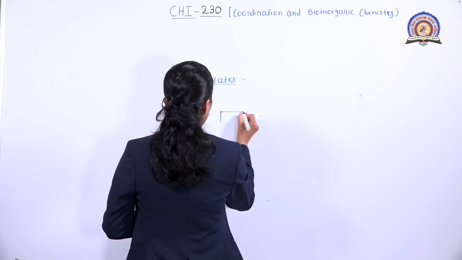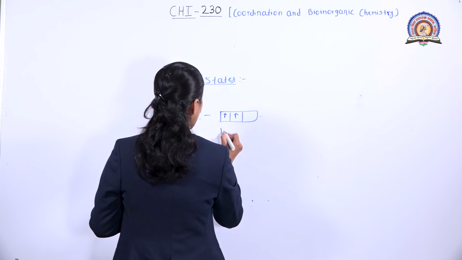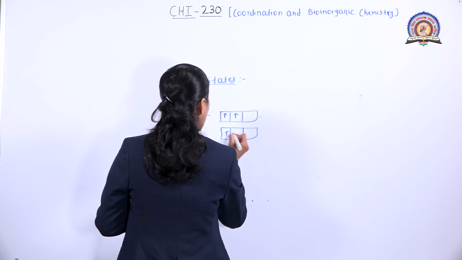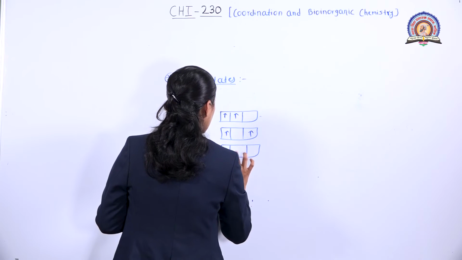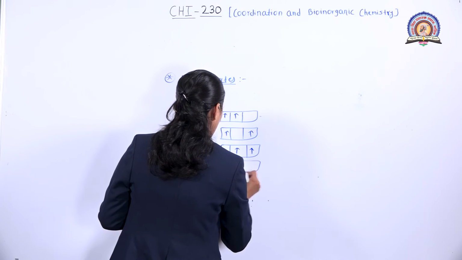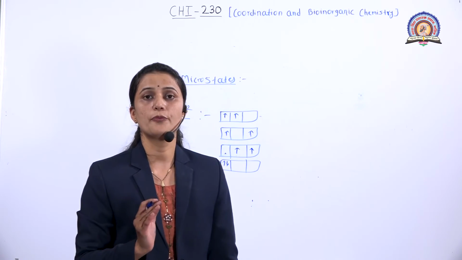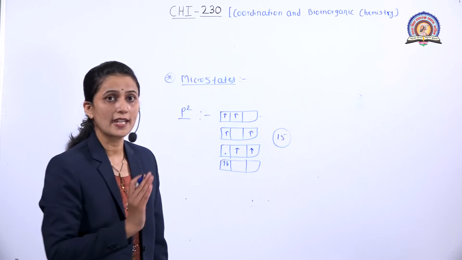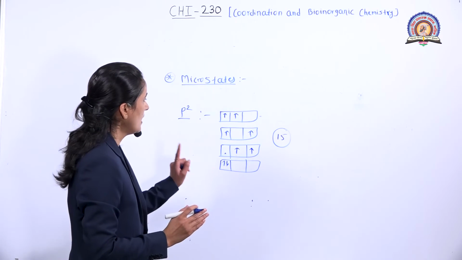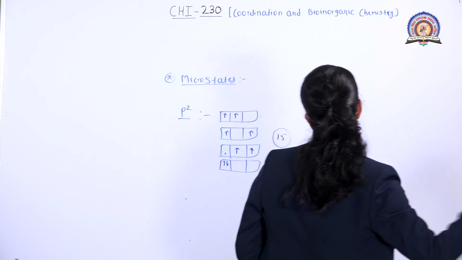For example, we have 2 electrons, so I may arrange these 2 electrons like this. Again, I may arrange like this. I can arrange like this one, pairing, and so on. Actually, for P2 there are 15 microstates, meaning there are 15 possible arrangements by which I can arrange these 2 p electrons. There are basically 4 types of microstates, so let's see them one by one.